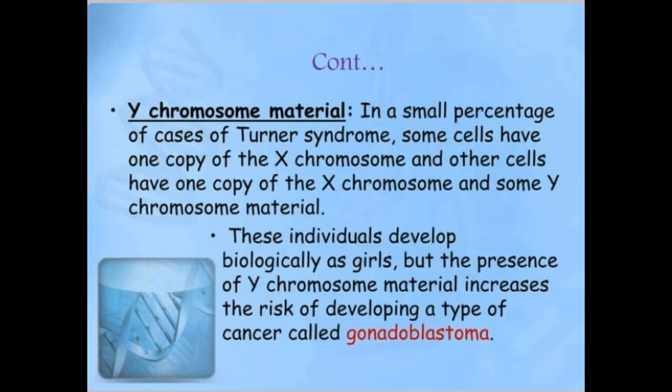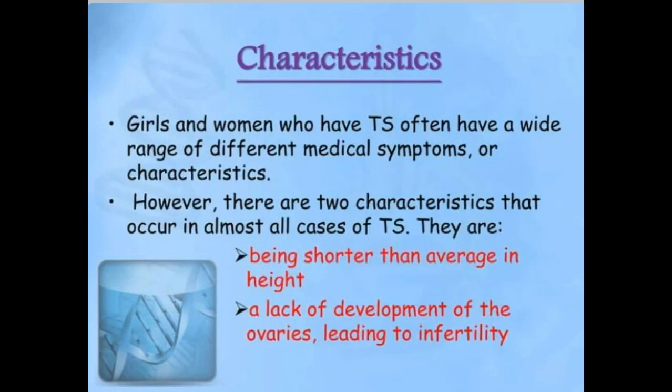Y chromosome pattern. In a small percentage of cases of Turner syndrome, some cells have one copy of the X chromosome and other cells have one copy of the X chromosome and some Y chromosome material. These individuals develop biologically as girls, but the presence of Y chromosome material increases the risk of developing a type of cancer called gonadoblastoma.